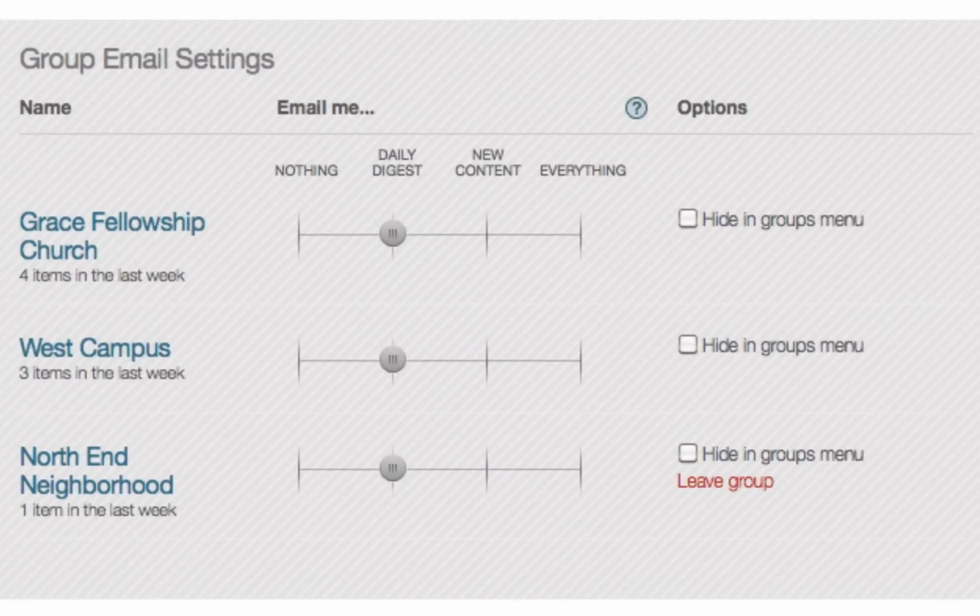A bit lower on the screen, you'll see your group email settings section. All of the groups you belong to are listed here. You can customize your email notification settings for each group. We'll go into detail on these settings a little later.